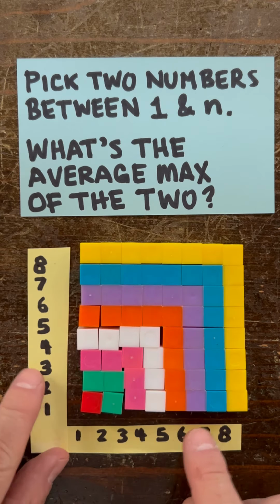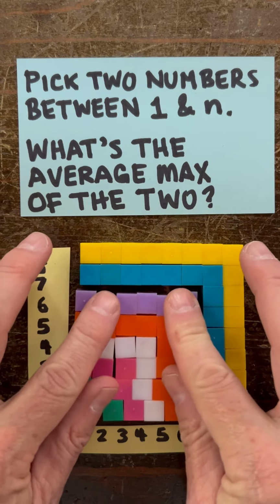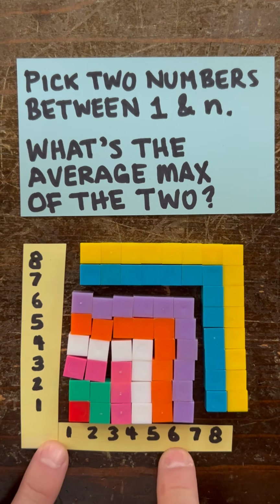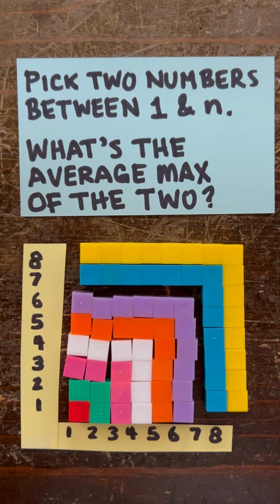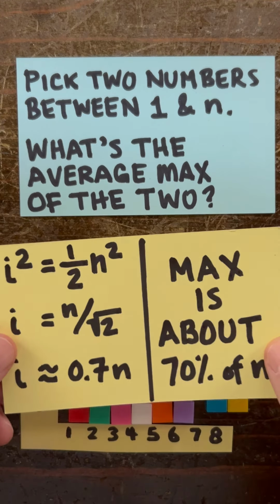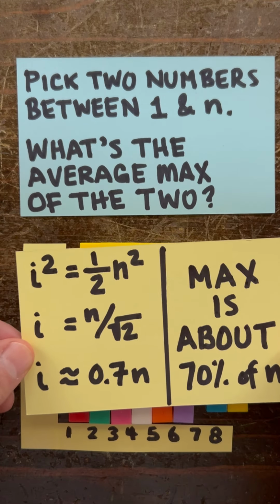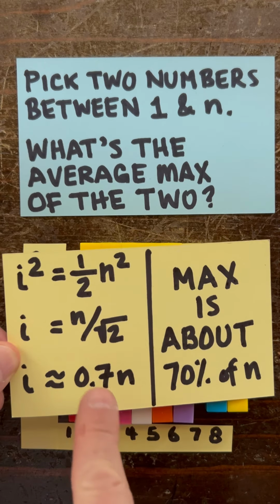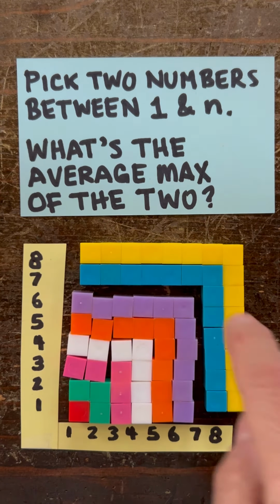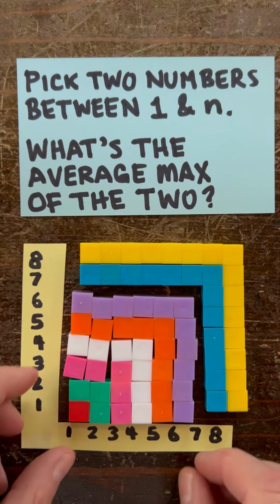Now, what square would we have to pull off here to about equalize the chance that the max will be less than this i or greater than that i? And you just want this square to be about half the size of the whole square, so that's i squared equals half of n squared, and you can work that out. And the max is about 70% of n. Now, this purple guy here is kind of like a median, not the mean.